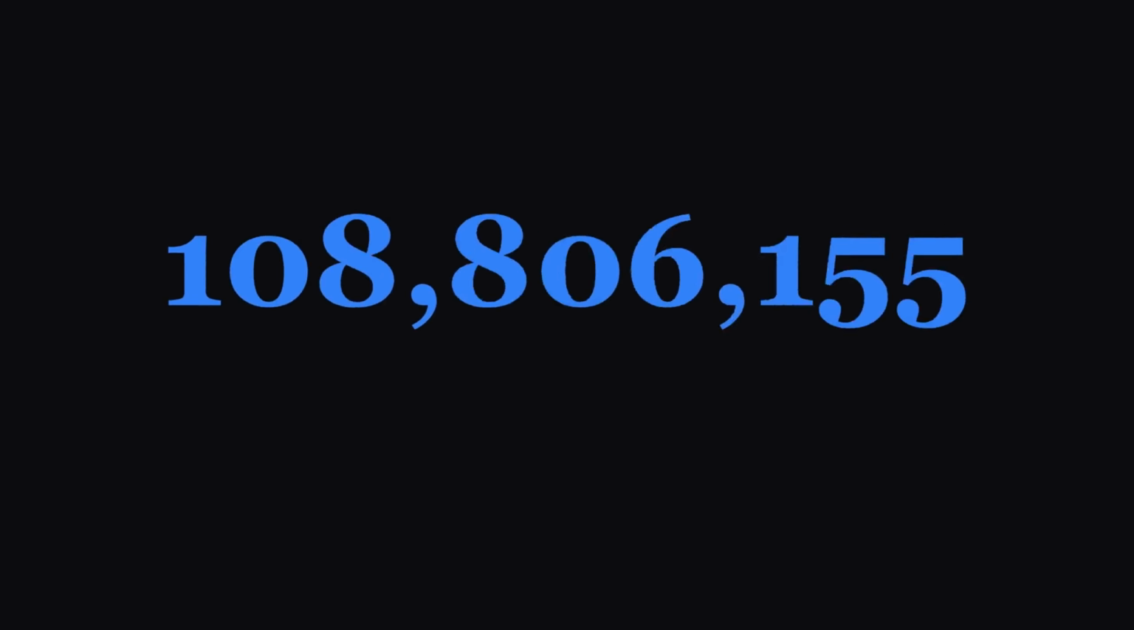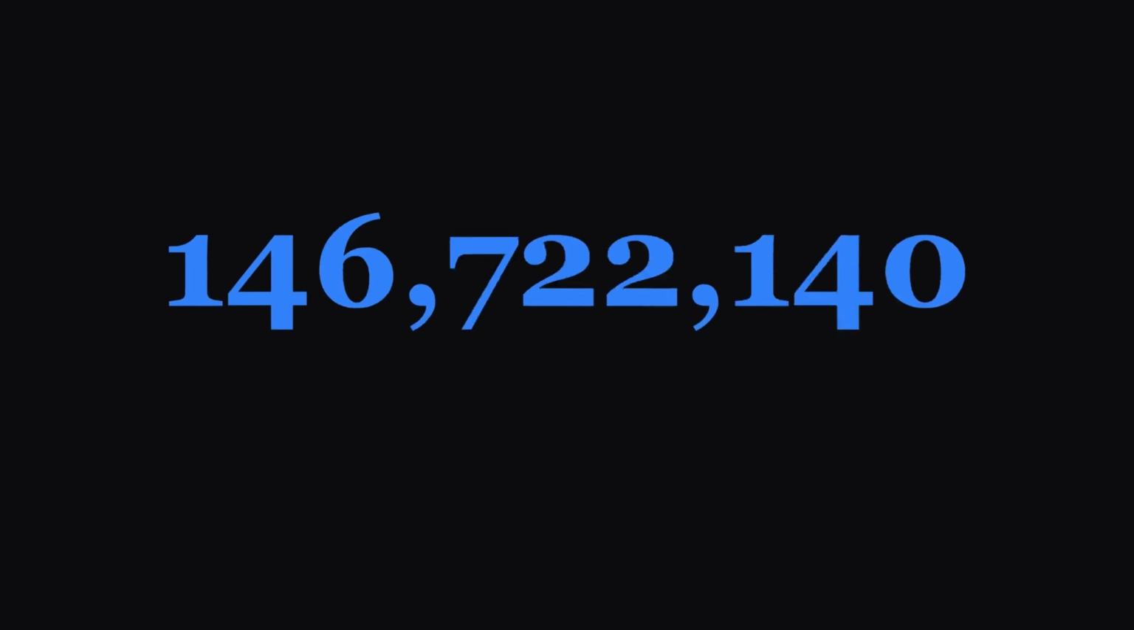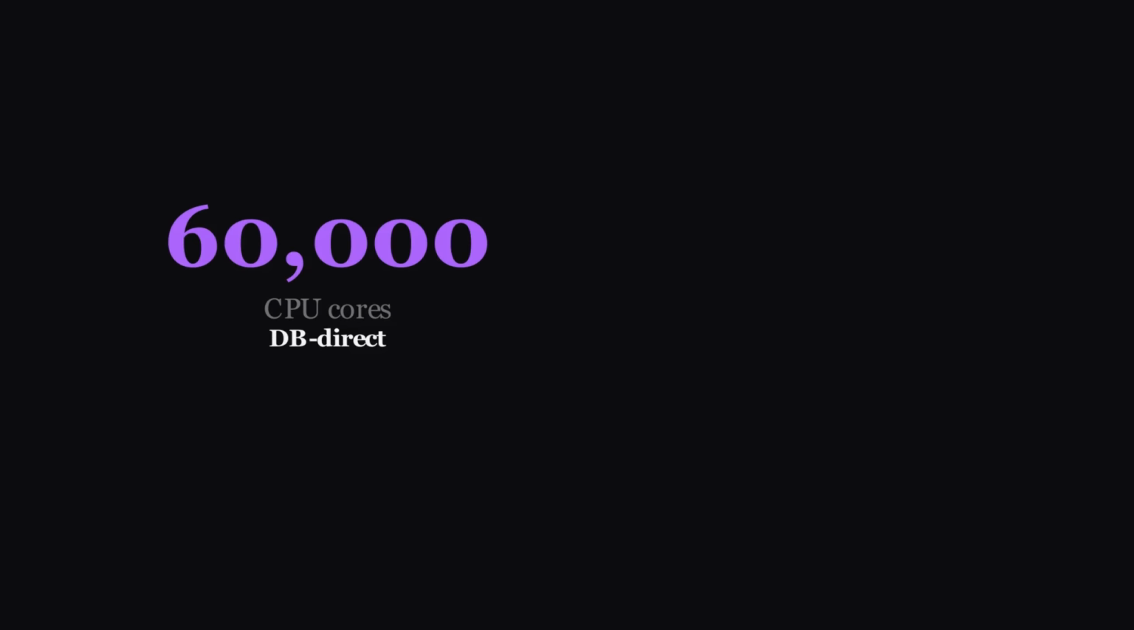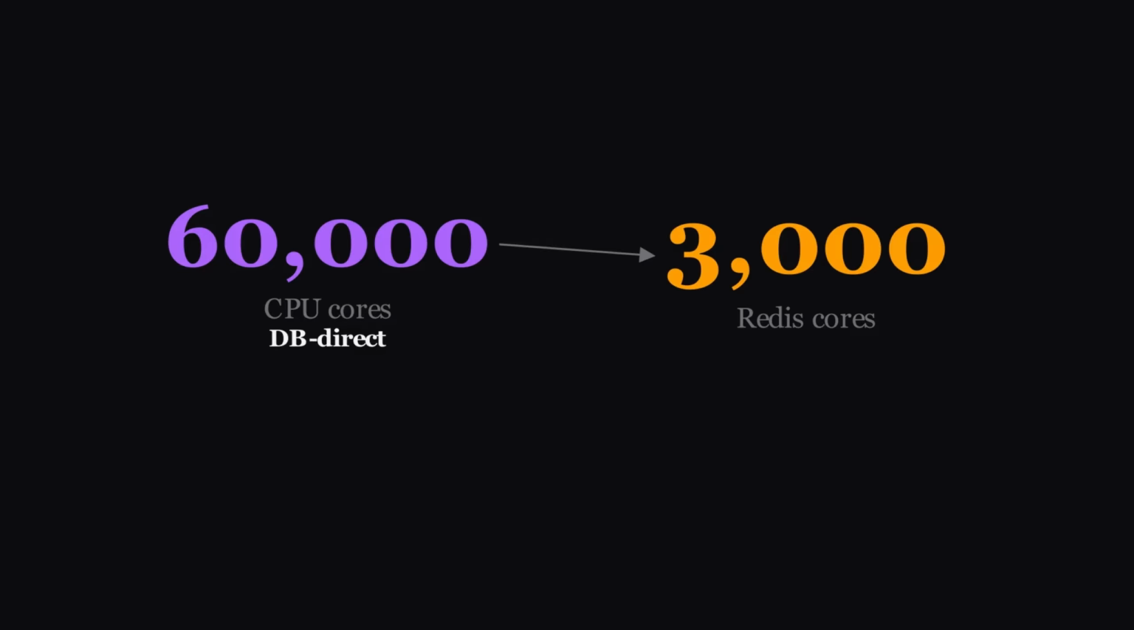Uber serves 150 million reads per second, not requests, rows at peak. The same workload served straight from the database would need around 60,000 CPU cores. With a cache in front of it, Uber serves it with 3,000. 20 times less compute. 99.9% of reads never touch the database.